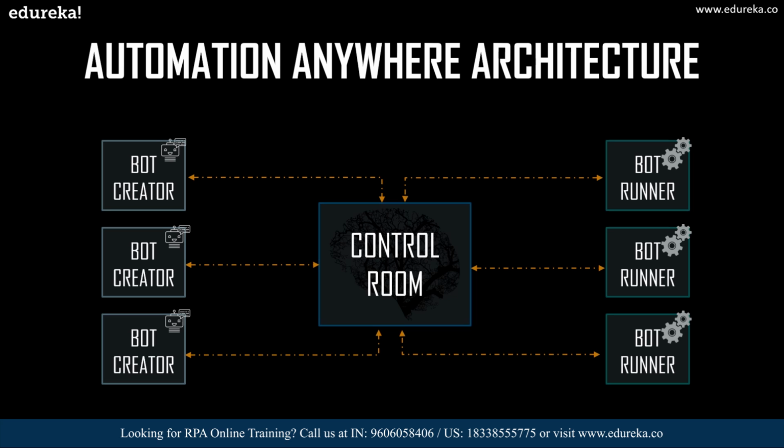Now, if you observe on my screen, you see the arrowheads on both the sides of bot creators and bot runners connected to the control room, right? So let's discuss each of these components one by one so that you understand how the architecture works, right? So starting with the bot creators. So as the name suggests, the bot creators are used to create bots.